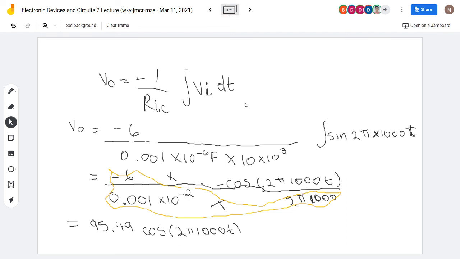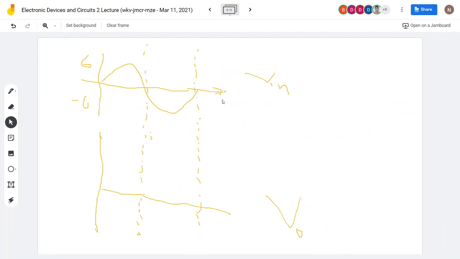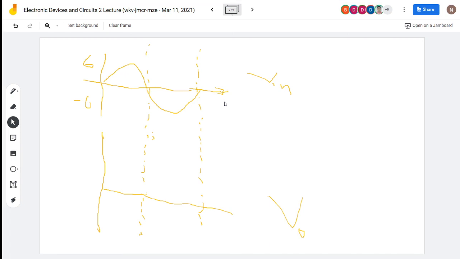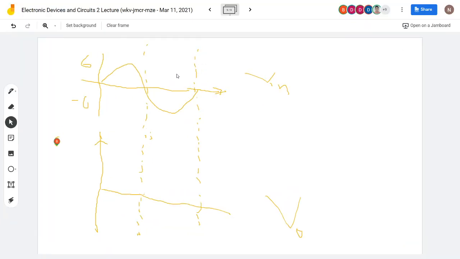I want to draw V out. The peak of V out is going to be at cos when at 0, right? So at this point, what's the peak of the signal? 95.4, sir. Okay, so we're going to have a plus 95.4 here, which is going to be right here. That's going to come down. And it's going to go what? So it's going to be like that, eh? Oops, my apologies.